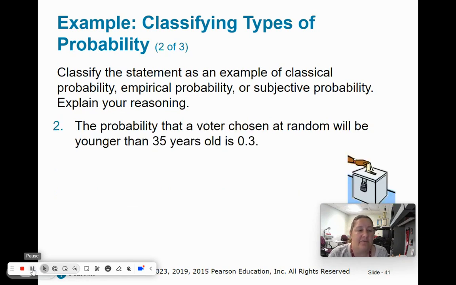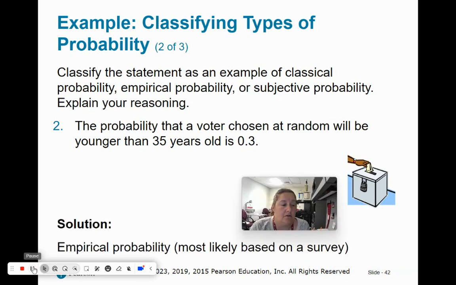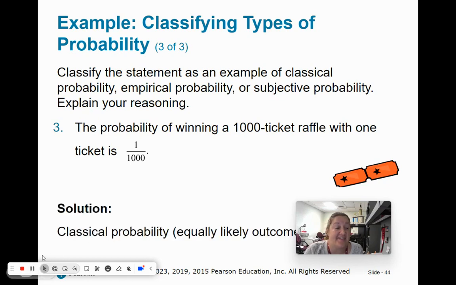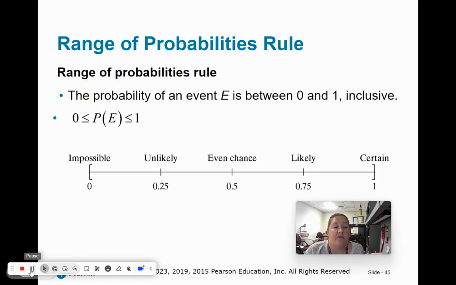Probability that a voter chosen at random will be younger than 35 years old is 3/10. We can get that data. So this would be empirical, easily done with a survey. When you know that a raffle's been going on and there's 1,000 tickets and the probability of winning is 1 out of 1,000, that's theory. So there's classical probability. So there's a scale for probability. It's always between 0 and 1 inclusive. 0 meaning impossible, 1 meaning it's guaranteed to happen, and you see the other options if you're between.